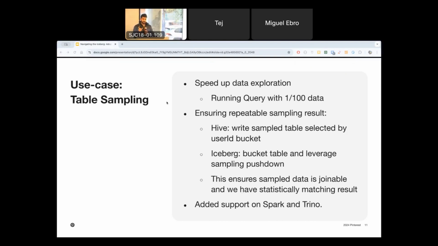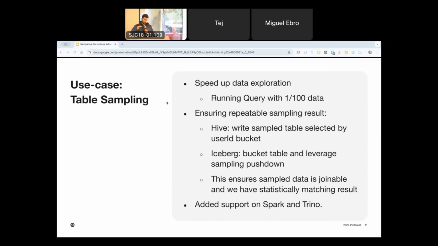Now, the good thing about this approach is that if you have two tables bucketed by user ID, as long as you are reading 1% of data from both tables, you are guaranteed that you are going to hit the same users in both tables, because both tables are bucketed by user ID. So with that, we not only allow users to run very quick prototypes, but we also allow them to do reasonable joins.